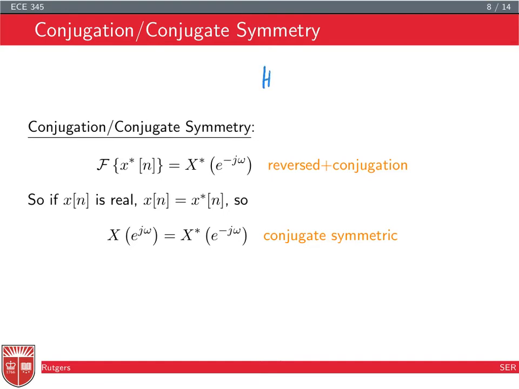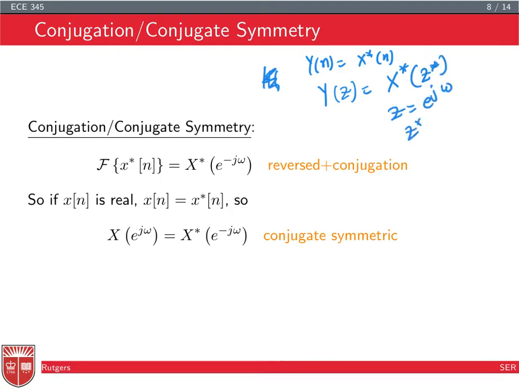In the z transform, if y[n] is equal to x star [n], the conjugate of x[n], then Y(z) has to be equal to X star evaluated at z star. But here z is equal to e^{jω}. This means that z star is e^{-jω}. So this is just to tell you that if you wanted some connection to the z transform to justify whether this is true, you could also check this is true by doing the definition.